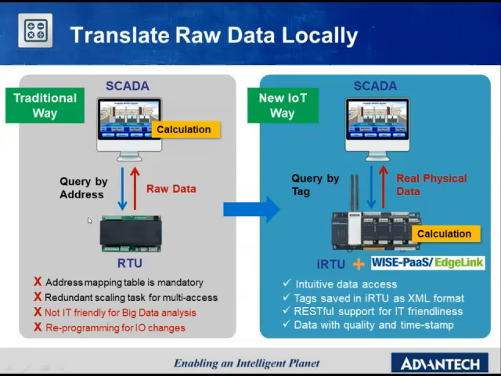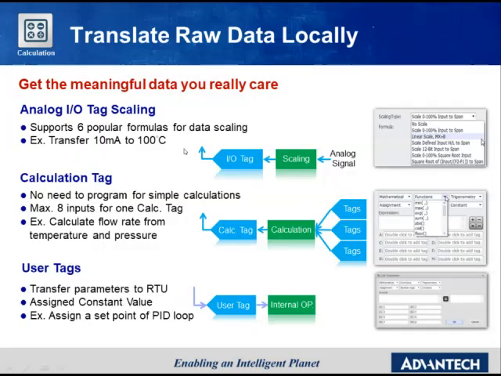The next feature is translating raw data locally. iRTU provides the calculation feature, unlike the traditional RTU, which only passes the downlink data to the uplink with a different interface. The iRTU, on the other hand, has the ability to process the data inside it and then update the meaningful data to the cloud, which saves the cost and bandwidth of the wireless communication with intuitive data access. Advantech 3600 could use different tags to help the user translate raw data into meaningful data you really care about locally.